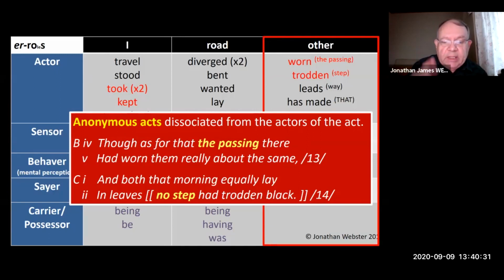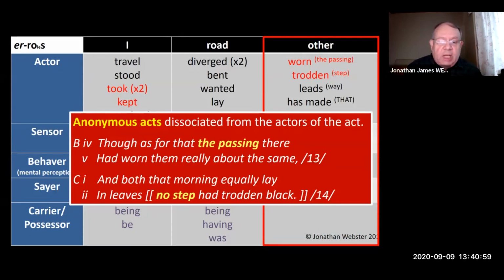Though as for that, the passing there, the passing is what wears them down. You turned that activity, that happening, into a something, the passing. And both that morning equally lay in leaves. No step had trodden black. No step had trodden black. No step.